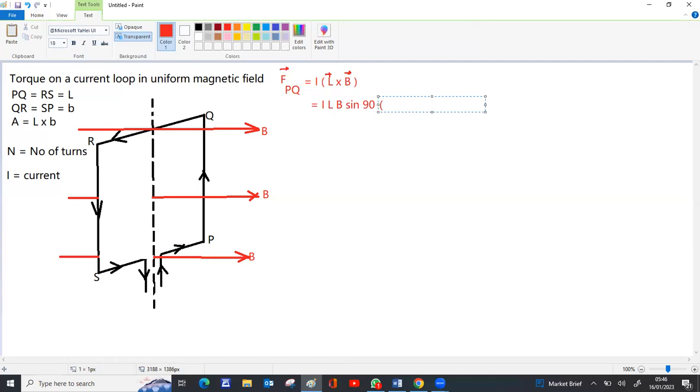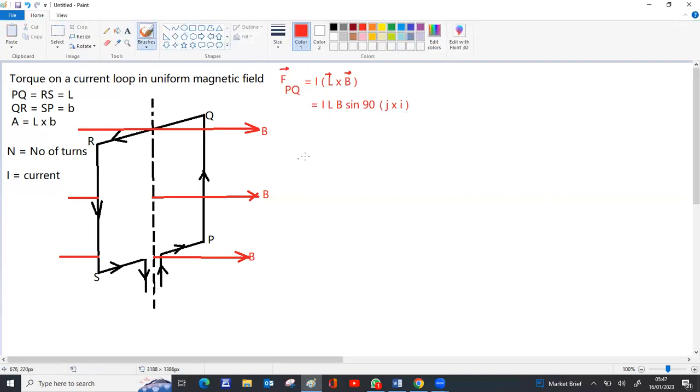L is PQ, which is J cap, cross magnetic field towards right, which is I cap. J cross I. I cross J is K, J cross I is minus K. So you get force on PQ as strength I into L into B, sin 90, J cross I is minus K. Minus K means into the screen. The force will be acting into the screen. F1, on PQ.